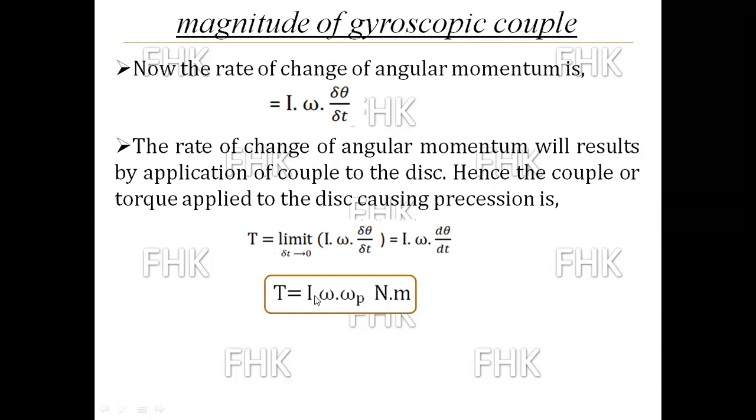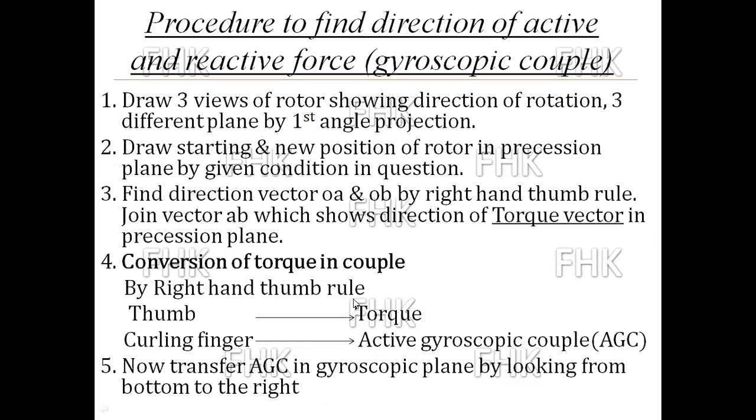Torque is equal to I into omega p, where omega is the angular velocity of spinning, and omega p is the angular velocity of precession. You can say precession angular velocity. Torque is equal to I omega omega p.